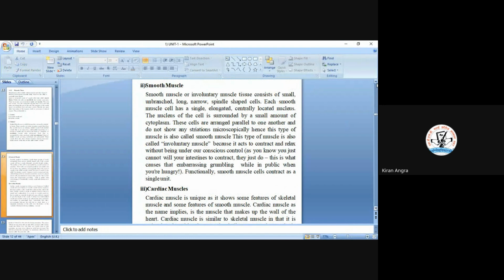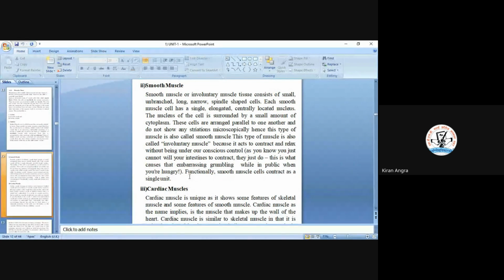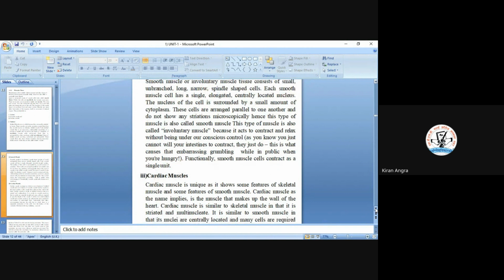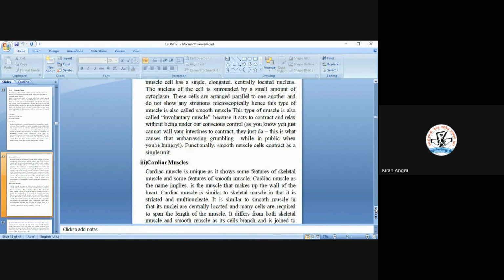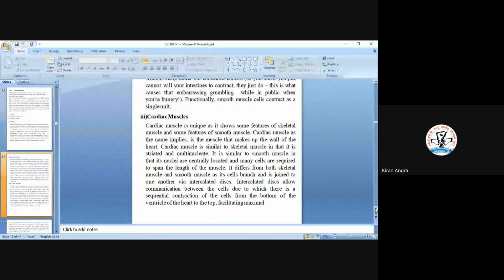Smooth muscles are involuntary muscles. This muscle tissue consists of small, unbranched, narrow, spindle-shaped cells. These cells are arranged parallel to one another and do not show striations. Hence, this type of muscle is also called smooth muscle. These muscles are involuntary, as I already told you, because they contract and relax without being under your conscious control. Cardiac muscles are unique. They show some features common to both skeletal and smooth muscles.